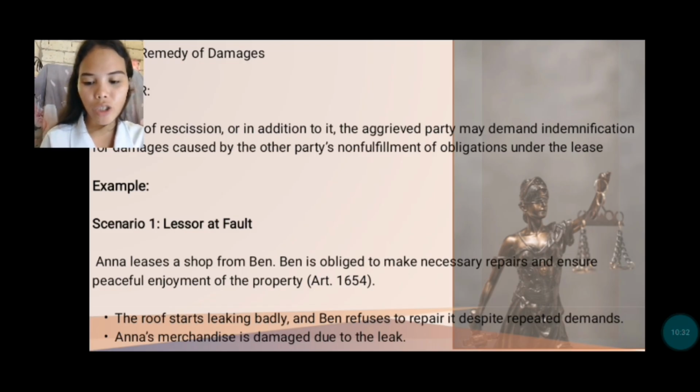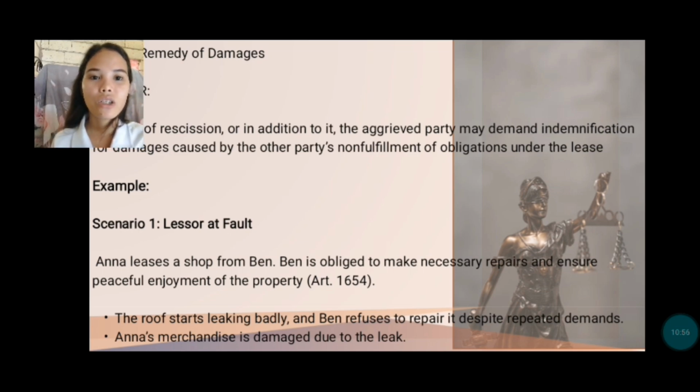So 4 is the remedy of damages. Answer: Instead of rescission or in addition to it, the aggrieved party may demand indemnification for damages caused by the other party's non-fulfillment of obligation under the lease.